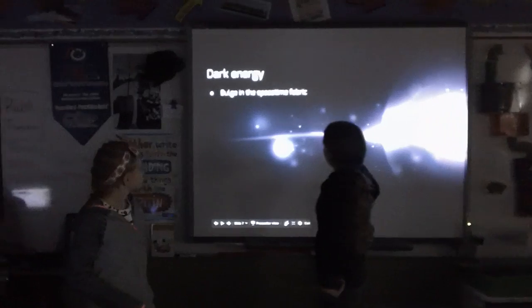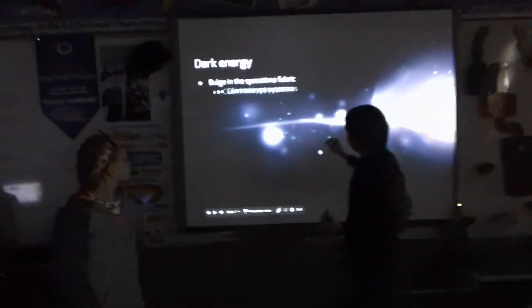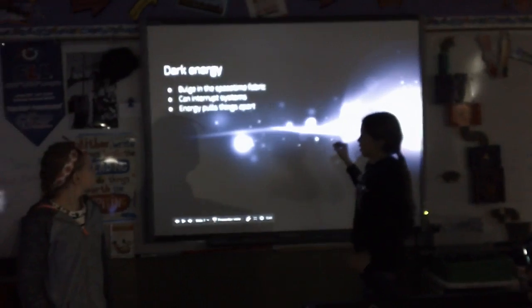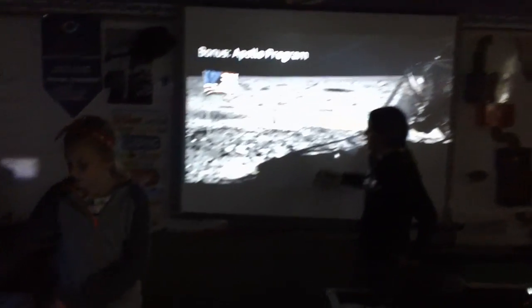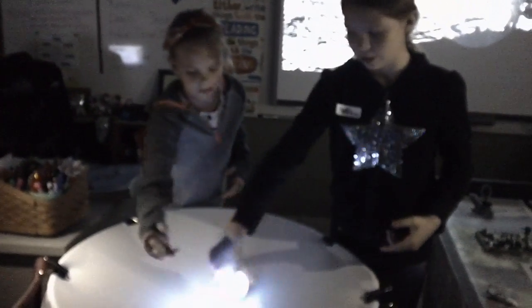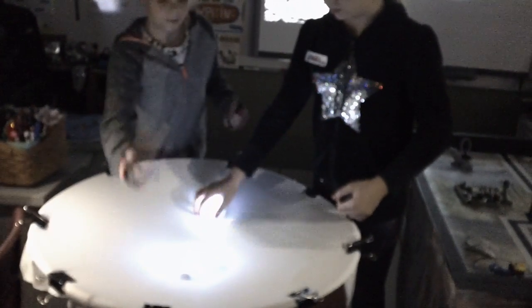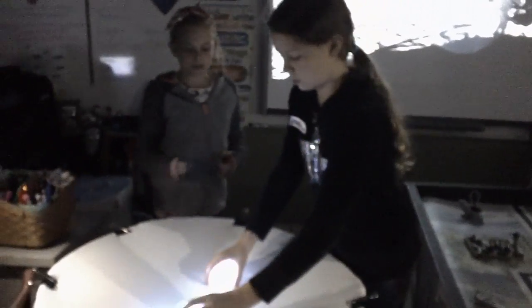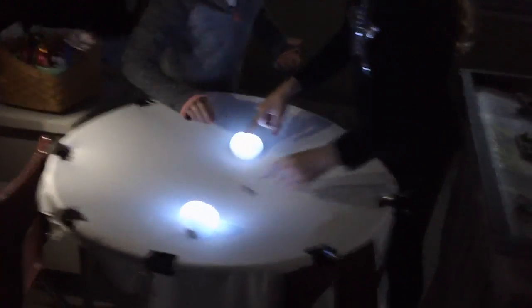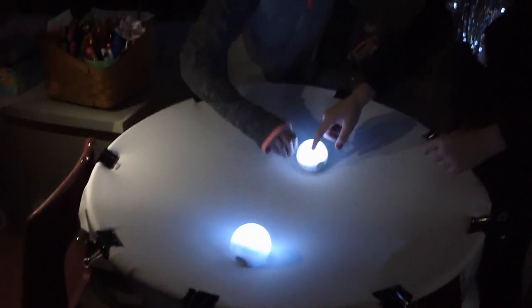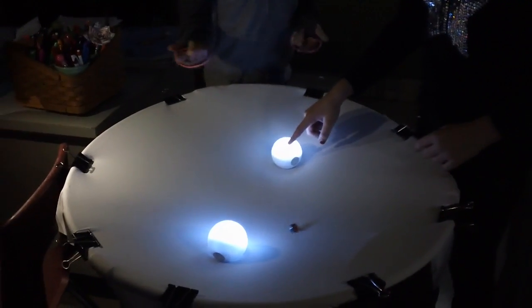And as we said earlier, it's a bulge in the space-time fabric, and can interrupt systems, and the energy pulls things apart. So here's our bonus right here, the Apollo space program. You know Apollo, they sent a rocket, a spacecraft, all the way to the Moon. One will be Earth, and the other one will be Moon, because it came from Earth to the Moon. The path that they took to the Moon is actually sort of like an infinity. Yeah, it's actually very hard to do. That's why a lot of Apollo missions fail.